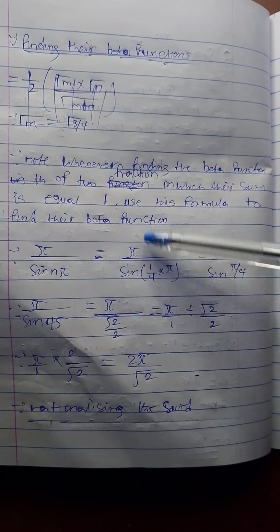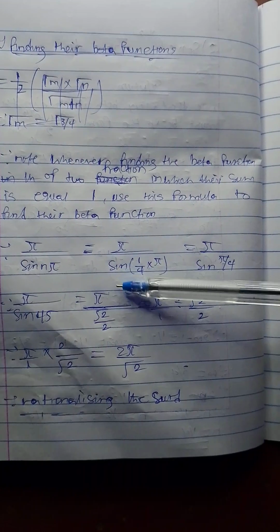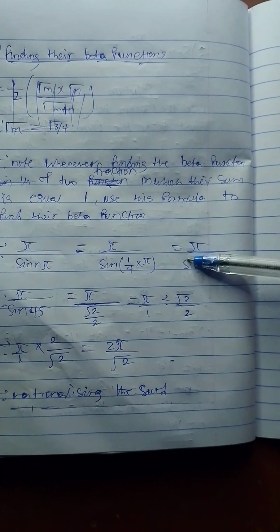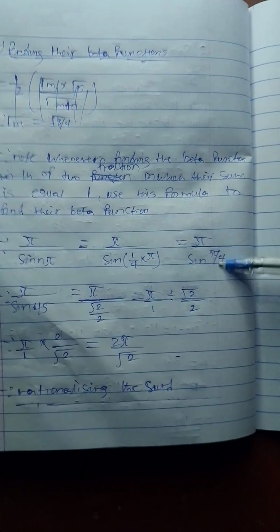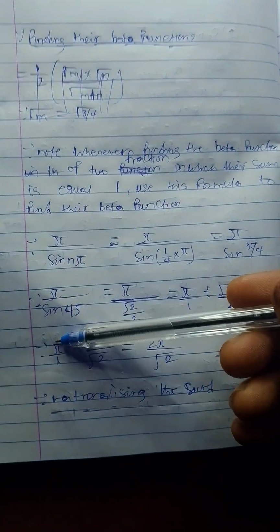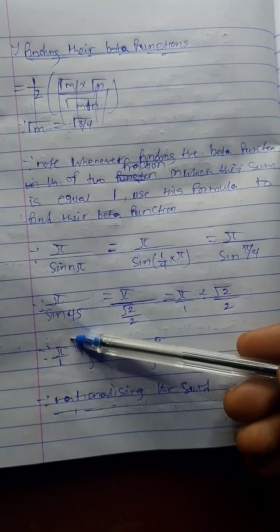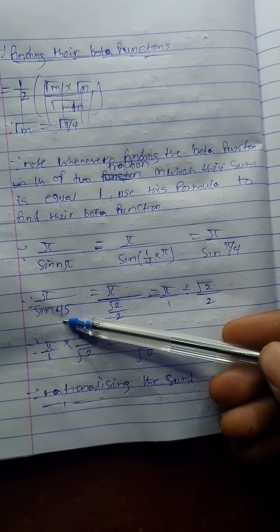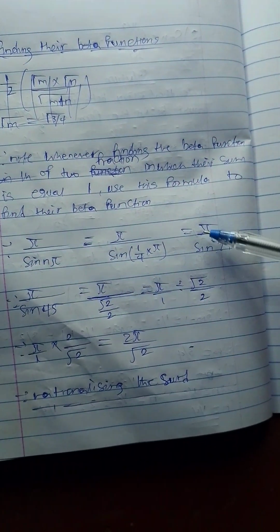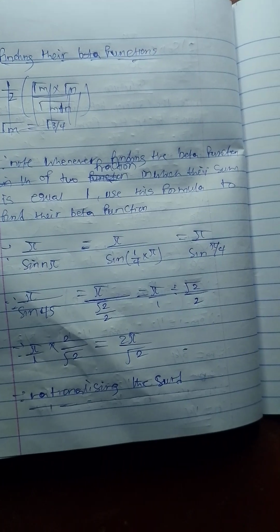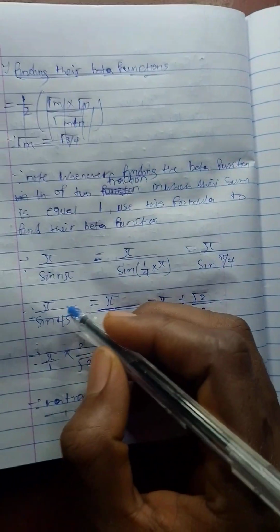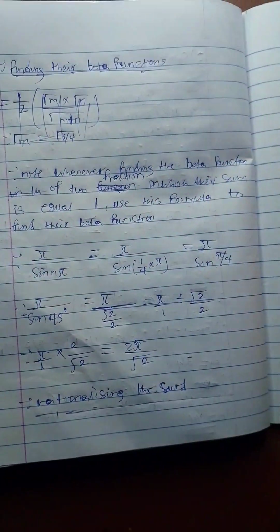Okay, so which is equal to pi over sine of, what's my value for n? n is 1 over 4. That is 1 over 4 times pi, which is pi over 4. So therefore it is equal to pi over sine of pi over 4. Now what is pi over 4? You know that pi over 4 is the same as 45 degrees. Hope you know.